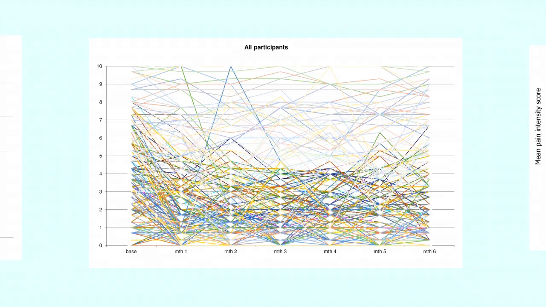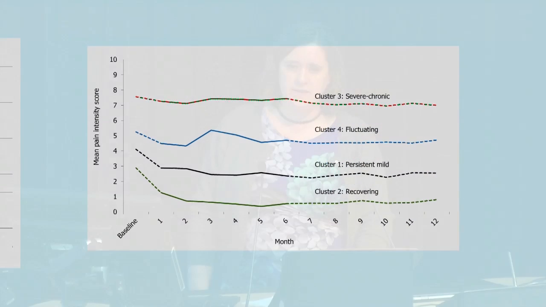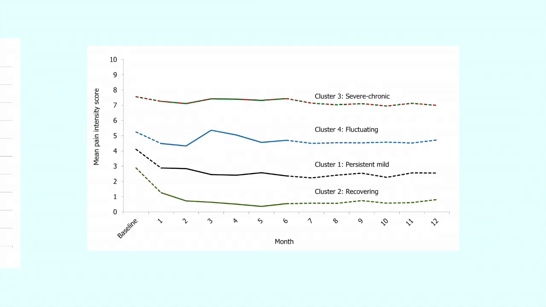So then we had to devise a way of finding out whether there were any distinct patterns within this mess of data. I worked with statistical colleagues here, and we used a technique called longitudinal latent class analysis. This is a technique that hasn't previously been used in any musculoskeletal condition. What that did was group people into clusters who have different patterns of pain over time, or different trajectories. So in this graph, you can see there's a green line at the bottom, and that's people that we classified as having recovering pain.